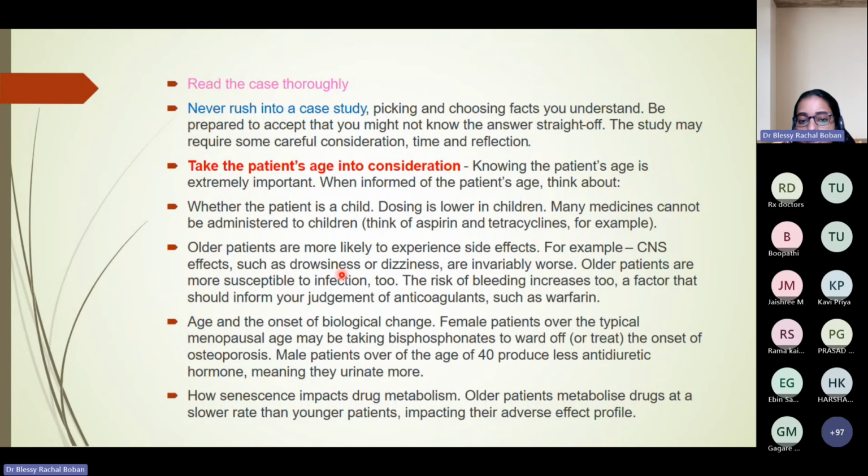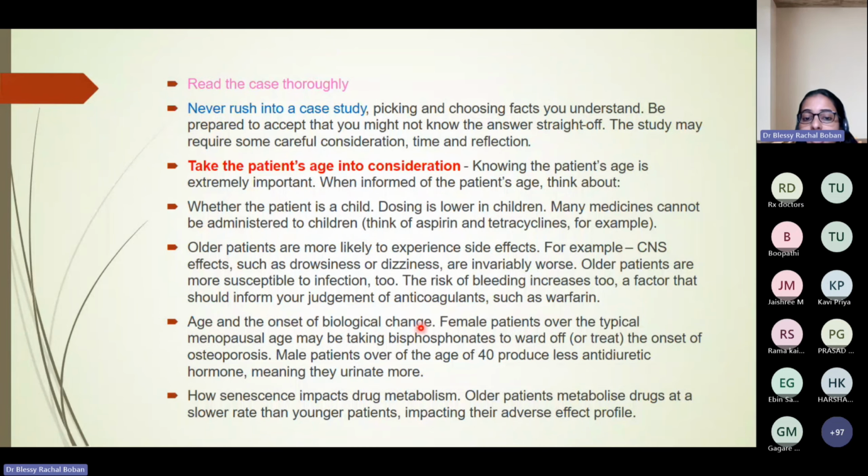If any medications cause CNS effects, drowsiness, or dizziness, you have to avoid them in such older patients. And if a patient has a risk of infections, or some history of bleeding, and you are using warfarin, you must be very cautious and judgmental with the options.